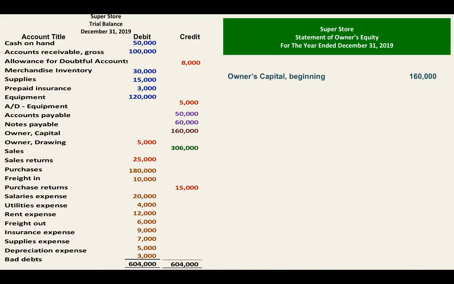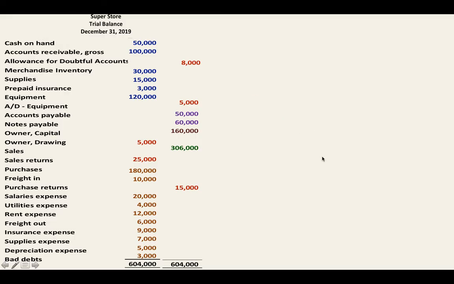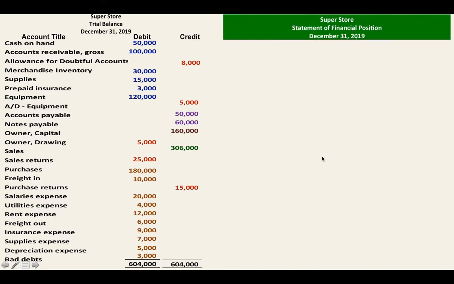So, the statement of owner's equity will start with owner's capital beginning, which is 160,000. Then we have to deduct the drawing of 5,000 and add the net profit. So we will have our owner's capital end of 220,000. Okay, class? And the next statement is the statement of financial position.